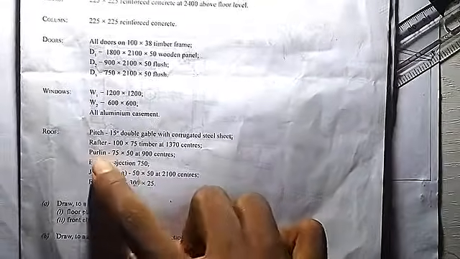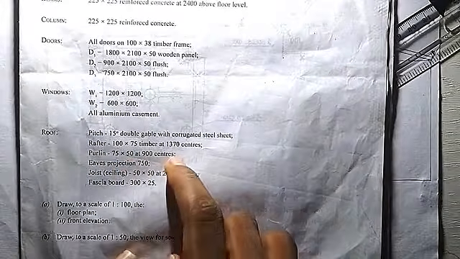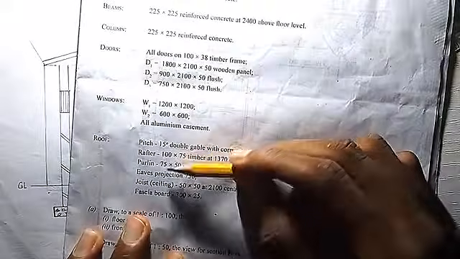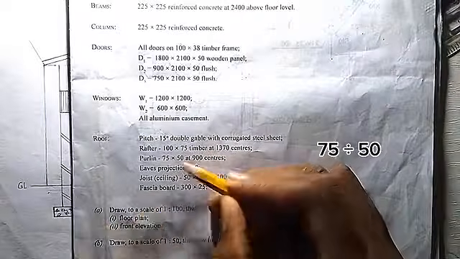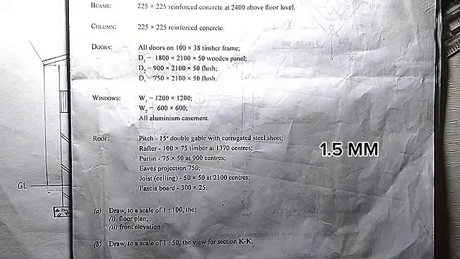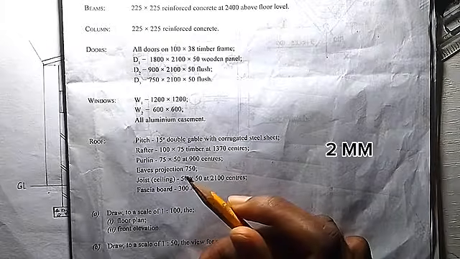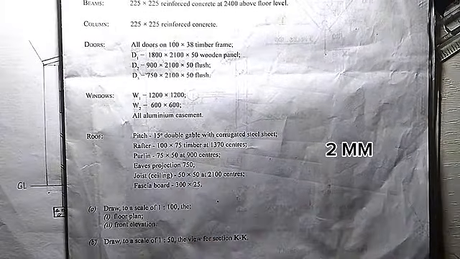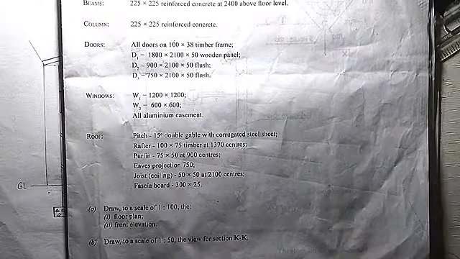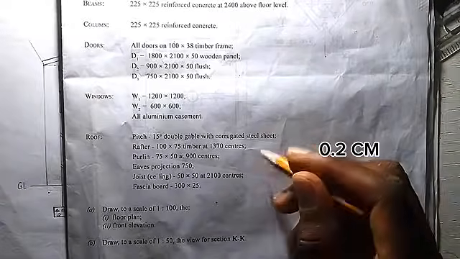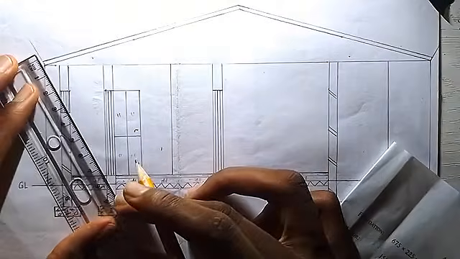After the rafter, we have the purlin, which is 75 by 50 at 900 centers. So we always make use of the width. That's the, should I call it the width for here? Good. After that, 75 divided by 50 is giving us 1.5, which is approximately 2 millimeter, which is giving us 0.2 centimeter. So also mark 0.2 for the purlin.